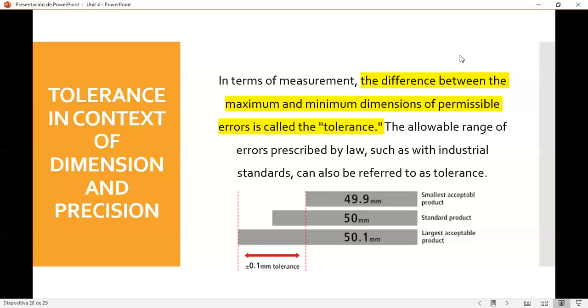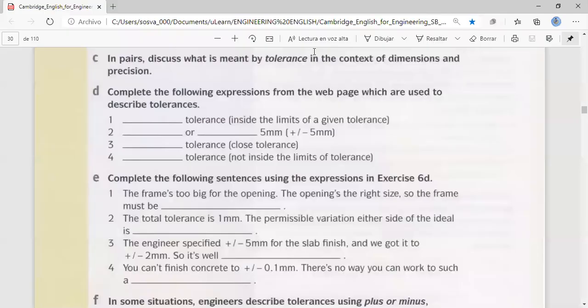Great, perfect. Now that we know a little bit more about tolerance, talking about dimensions and stuff like that, let's go back to our book and the exercise letter D. It says complete the following expressions from the web page which are used to describe tolerances. Now we have four different expressions. Number one says tolerance inside the limits of a given tolerance.